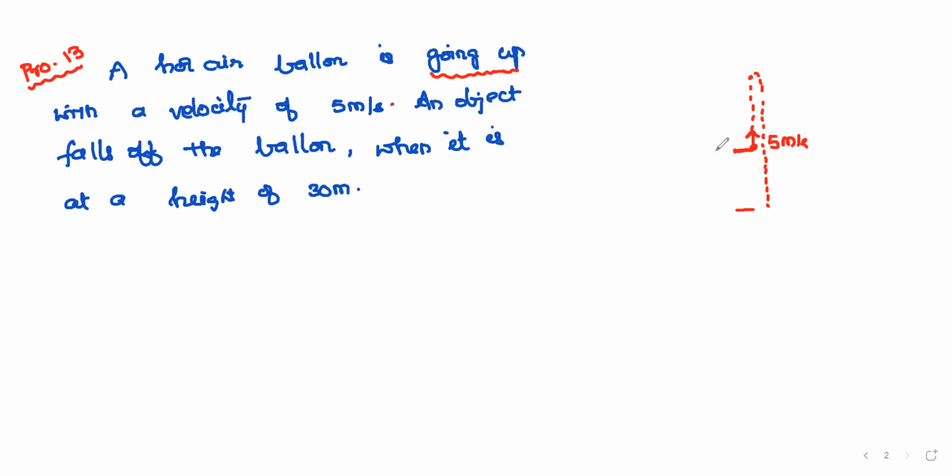So when Teddy starts falling off the balloon, the hot air balloon has reached a height of 30 meters from the ground level. When it is at 30 meters, the teddy starts falling off. Take g equal to 10 meters per second squared.